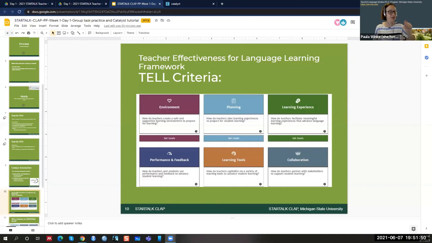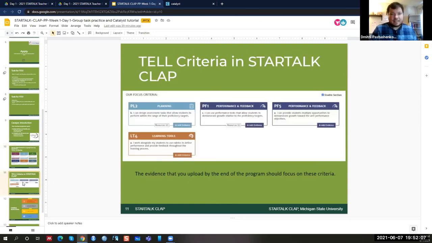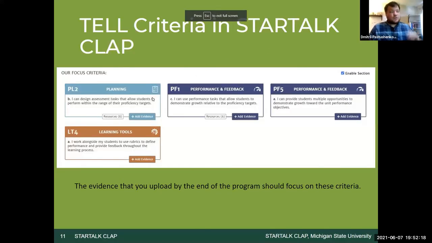Okay. So Catalyst is built around so-called TEL criteria, the Teacher Effectiveness for Language Learning Framework, and you can dive into this in more detail on your own. But in a nutshell, these are just things that we as teachers can do. Can you make it bigger, Dima, so that we can see it a little better? Oh, thank you. Yeah, absolutely. Let me click present. So for this program, we picked four criteria. Four TEL criteria. This is our program.